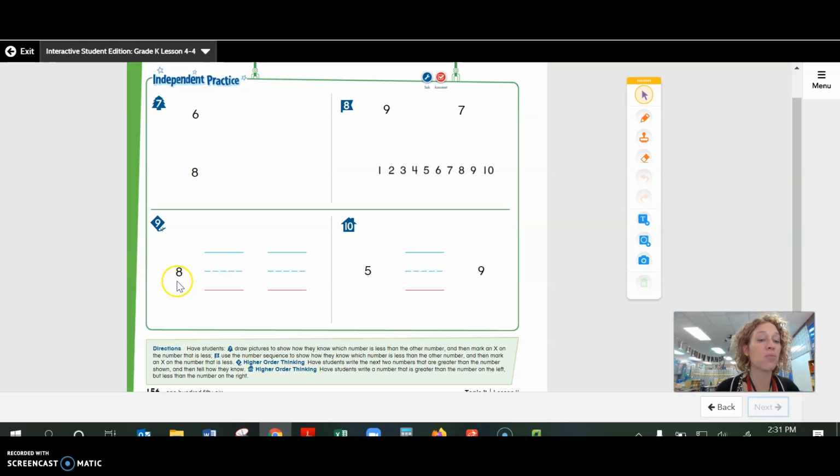So here you have the number 8. What number is 1 more? So it's just like when you're counting. 8, 9. What's after 9? 10.